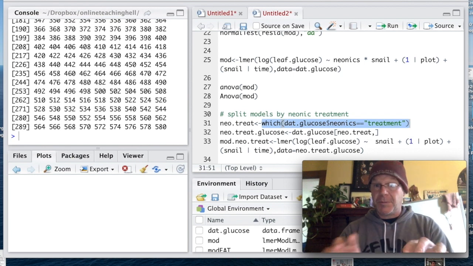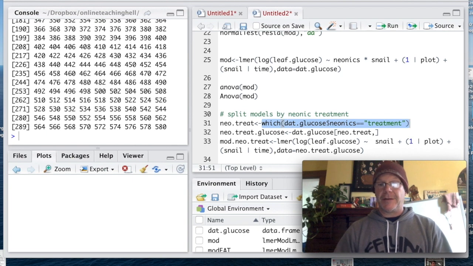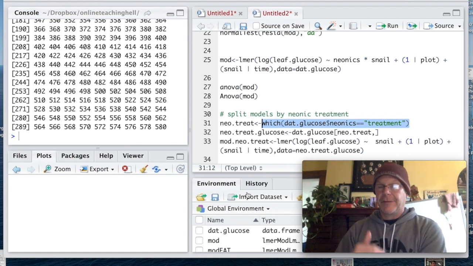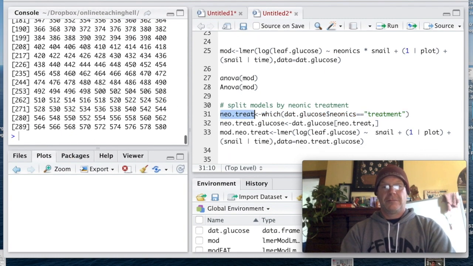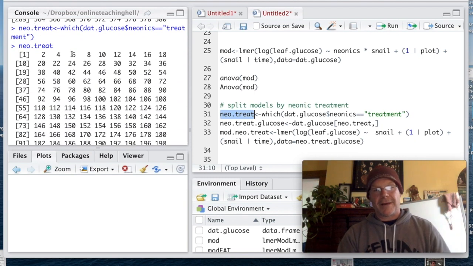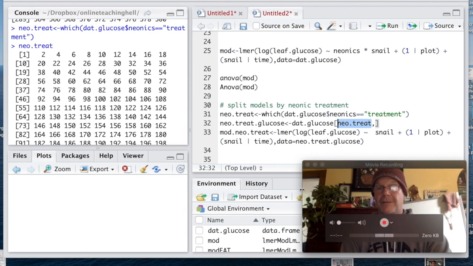Right. First we're going to split the model based upon what neonic treatment you're in. You're either in an experiment that had the neonics added, or you're in an experiment that didn't have the neonics added. This which function here will tell me which of the neonics are in the treatment group, and it's going to give me this list of numbers right here. And I'm going to use that as an index, so that I'm telling it that I want to save the second row of our data frame, the fourth row, the sixth row, etc., etc. I'm going to do that by simply using that as the index for the rows.